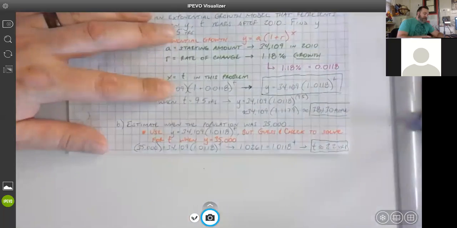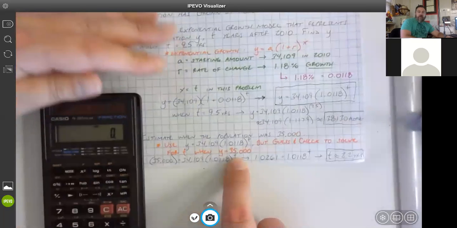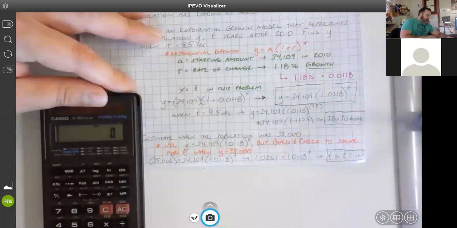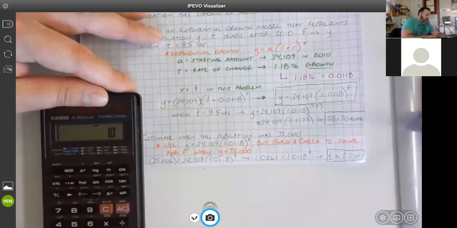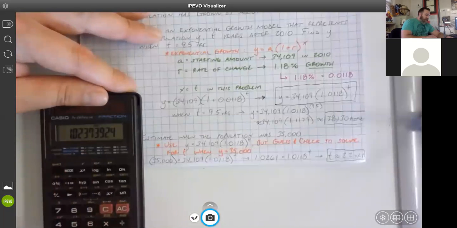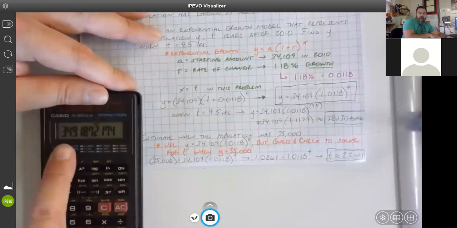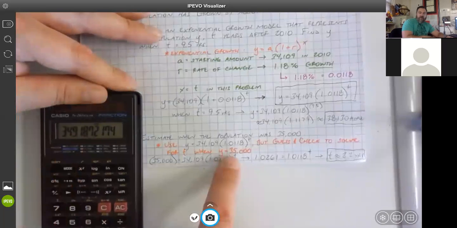For instance, I'll do it the longer way right here. Let's say 2 years. I would start with the base of the exponent, 1.0118, raised to the 2 power, so that's 2 years. That number I'm going to multiply by 34,109. I want to get close to 35,000. That's pretty dang close, 34,900. Well, it's too low, so I need to increase my years.